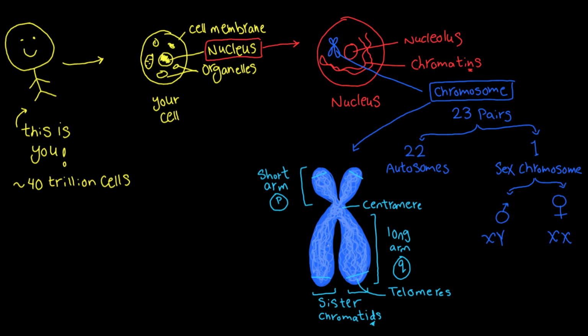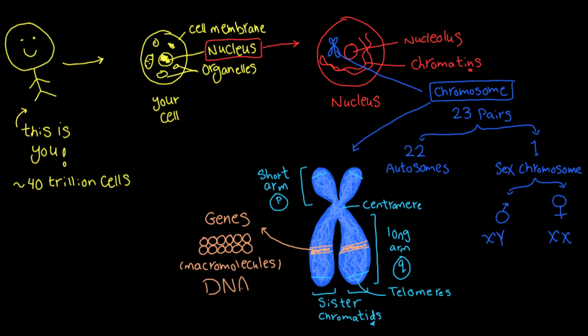Let's get back to this point. Now we have a chromosome. It contains hundreds to thousands of genes that are arranged along the length of the chromosome. So these are genes. And these genes are segments of large molecules. We call them macromolecules. These macromolecules are DNA molecules that contain the codes for a specific protein that functions in the cell.